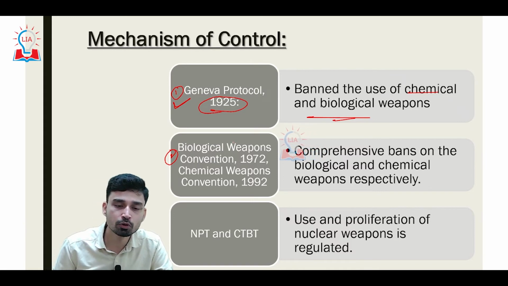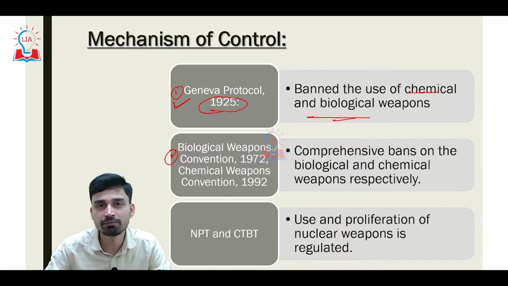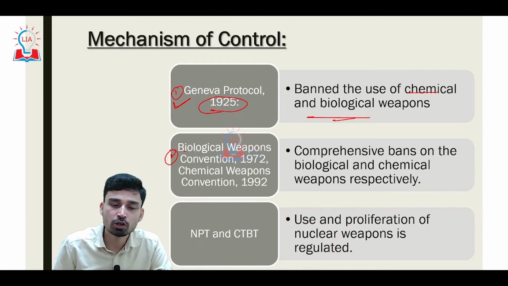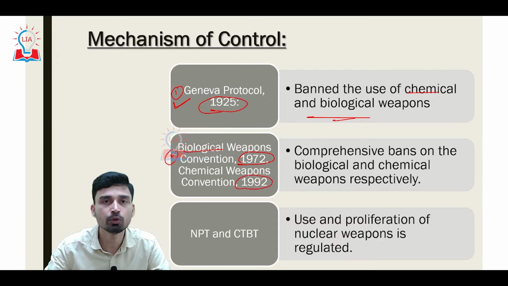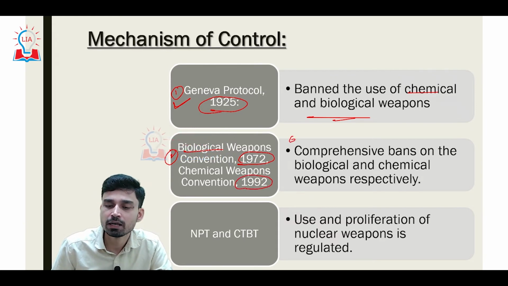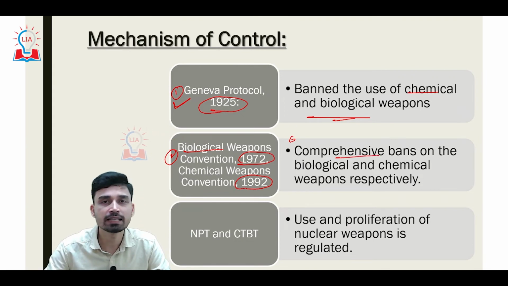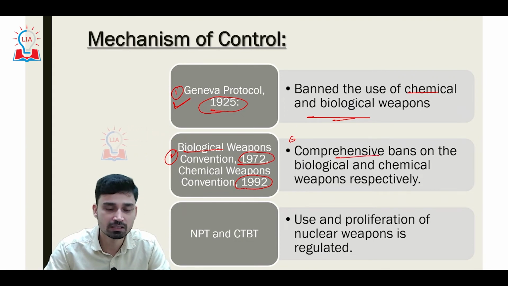After this Geneva Protocol, as the scientific progress in the area of WMD increased, the Biological Weapons Convention was signed in 1972 and the Chemical Weapons Convention, also called CWC, was signed in the year 1992. And these two conventions comprehensively ban any use of biological and chemical weapons respectively.